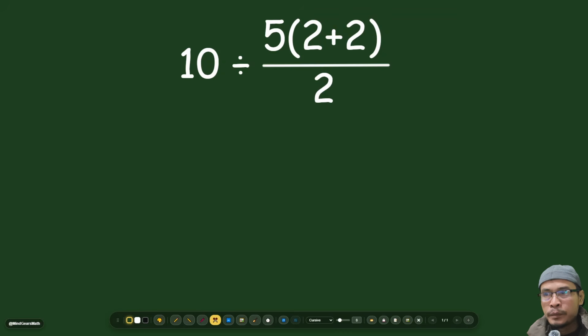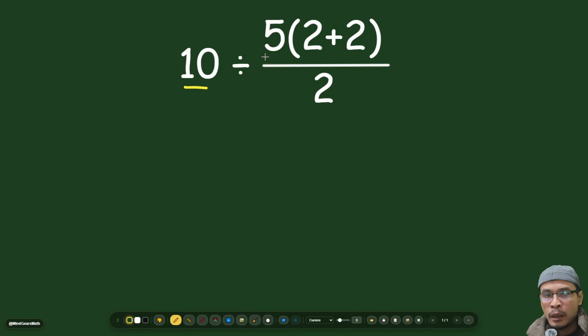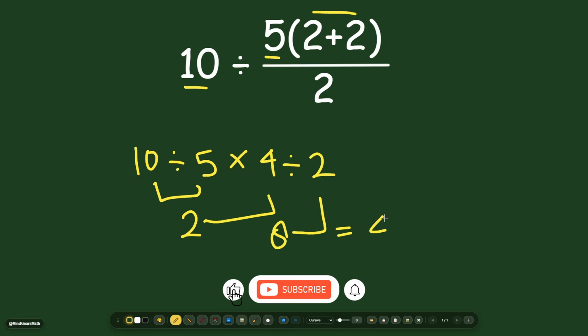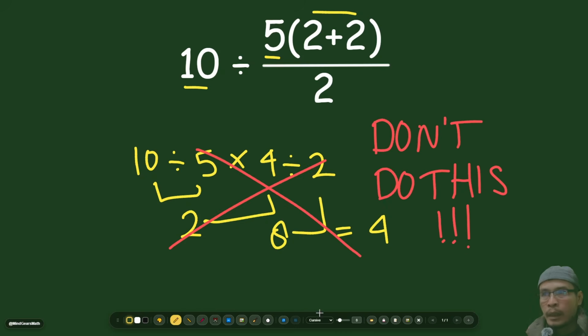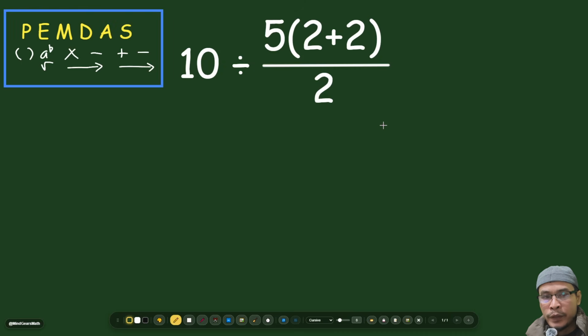Be careful. Here is what not to do. Don't ignore the fraction bar and read left to right. That gives you 4, the classic wrong answer. The bar is a giant parenthesis, always.